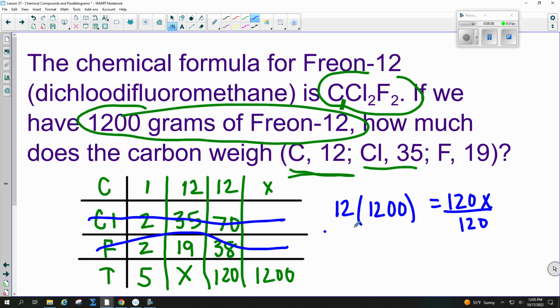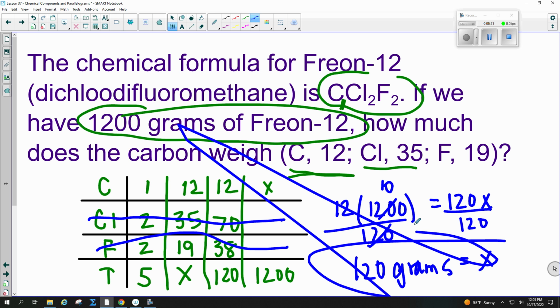This goes into this 10 times, and then multiply here. So we get 120 grams, and this would be of the carbon. All right, there you go.